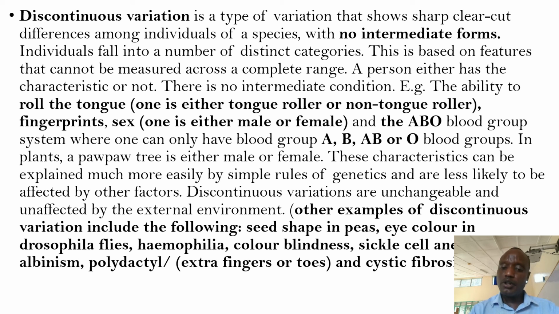Polydactyly: in the population we have people, some of whom have extra fingers or extra toes. There's also the disease called cystic fibrosis. So all these are various examples of discontinuous variation.